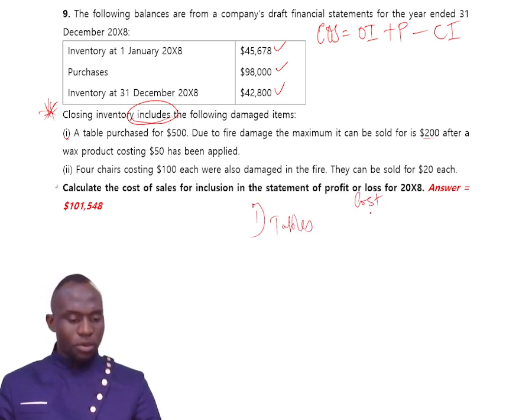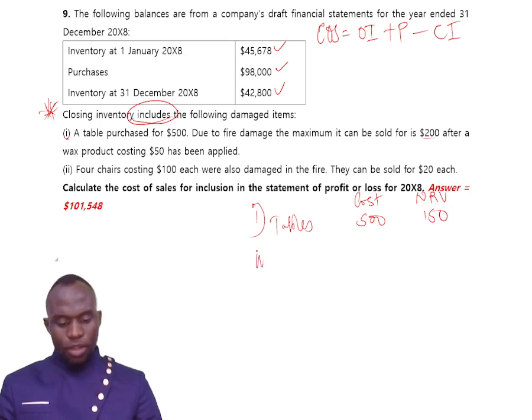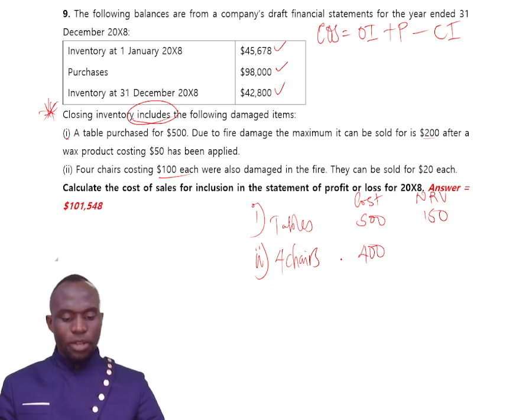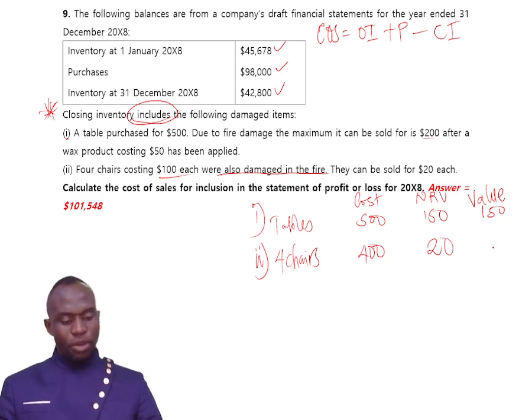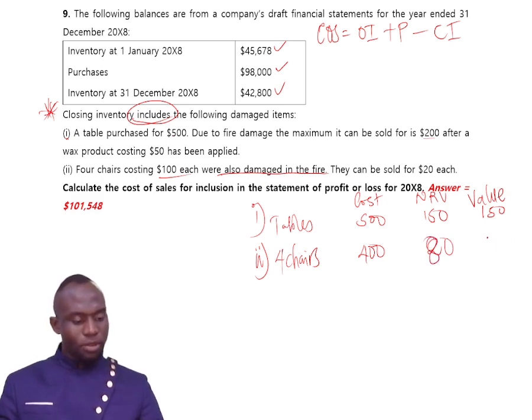So for the tables, what is the cost? Cost is 500 and the net realizable value is 150. Then for the 4 chairs, what is the total cost? It is 4 times 100, which gives us 400. Each was also damaged by fire, and they can only be sold at $20. So how should we value? For the tables, they should be valued at 150, and for the chairs, they should be valued at a total of $80. So 20 was for each, so in total it is $80.